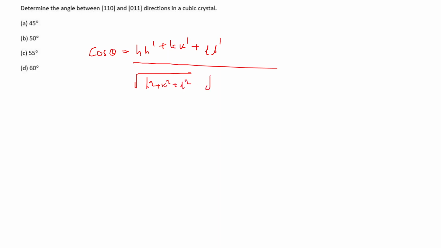There is a formula actually. Cos theta is equal to HH dash plus KK dash plus LL dash, divided by root of H square plus K square plus L square, into root of H dash square plus K dash square plus L dash square. HKL is the first direction, H dash K dash L dash is the second. Just substitute, you will find the cos theta value. Then find theta, that is cos inverse of it. It's an easy problem, but you have to remember the formula. So please do it.